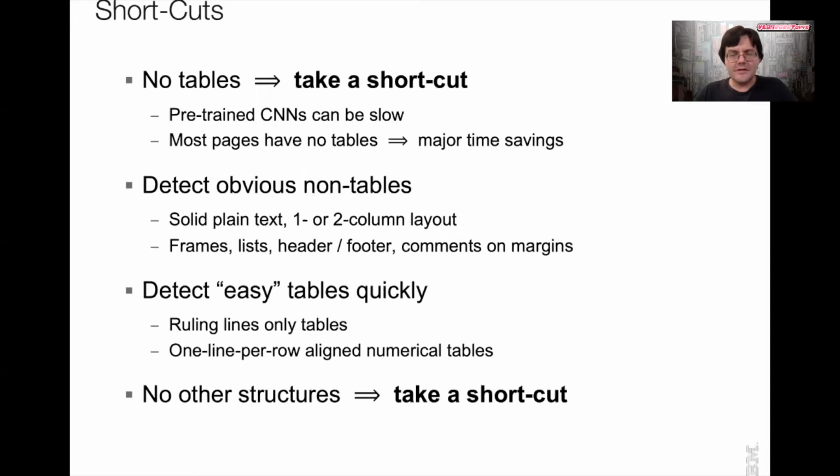It's important to take shortcuts early on to avoid running an expensive deep learning algorithm if there are no tables on the page. The majority of pages in documents don't actually have any tables on them. So if you can detect early that there are no tables and then jump right to the output, you will save a lot of computation time. You can save even more computation time if you detect obvious non-tables, and if there are no other structures, then you jump to the output. And if you detect some very easy tables, such as ruling line only tables, and find that there are no other structures, again jump to the output.